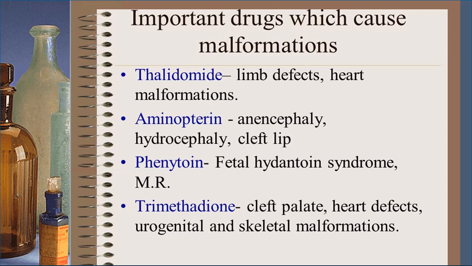One of these medicines is called thalidomide. In fact, this medicine was banned, even though it's useful for some conditions. It's dangerous for a woman that is pregnant to take because it can cause limb defects and heart malformations. Okay, and later I'll be showing you pictures of it. There's another one we call aminopterin, and this one can cause anencephaly or hydrocephaly, where the head is very big, or cleft lips. Okay, they can see that the part of the mouth was not well developed.